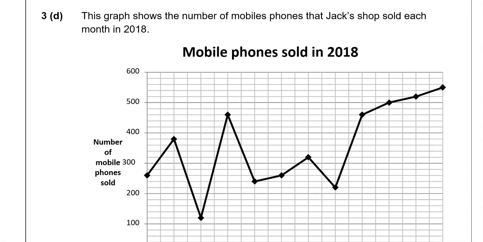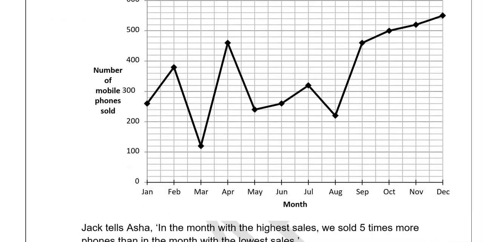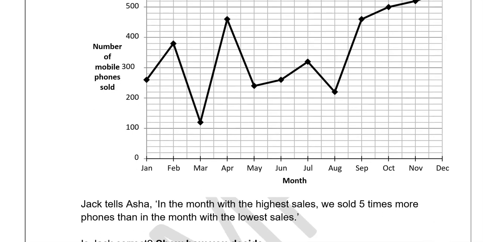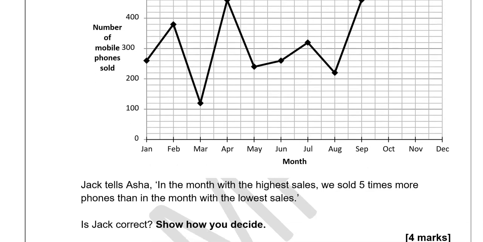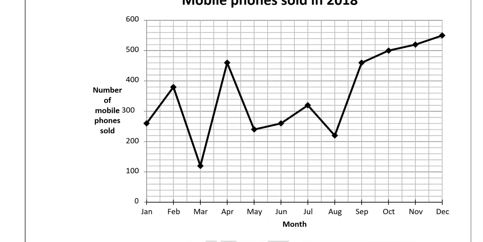This graph shows the number of mobile phones that Jack's shop sold each month in 2018. Jack tells Asha, in the month with the highest sales, we sold 5 times more phones than in the month with the lowest sales. Is Jack correct? Show how you decide. So let's have a look at the month with the highest sales, and that is December. So how many phones were sold? That's 500 here, and this is 600, so 520, 540, 550.